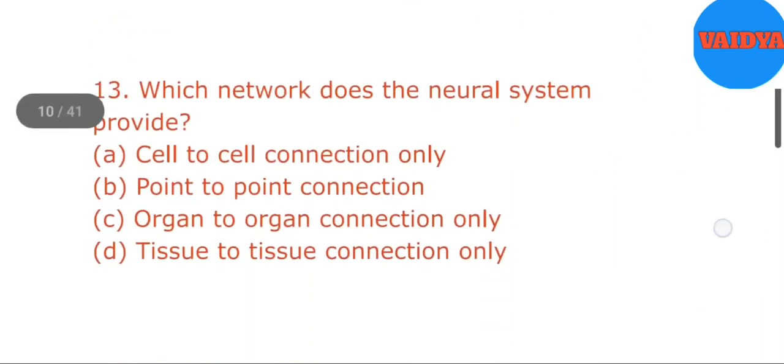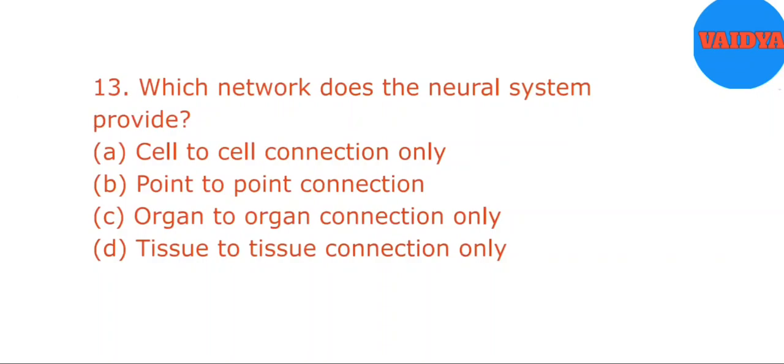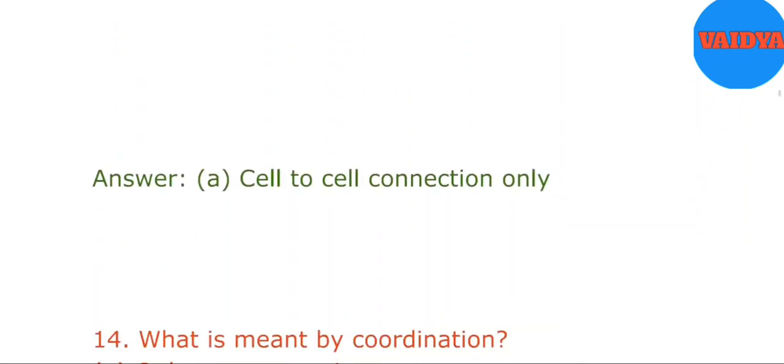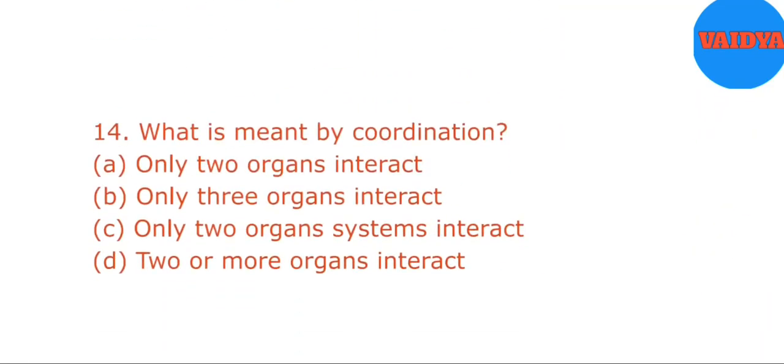13. Which network does the neural system provide? A. Cell-to-cell connection only. B. Point-to-point connection. C. Organ-to-organ connection only. D. Tissue-to-tissue connection only. Answer A. Cell-to-cell connection only.